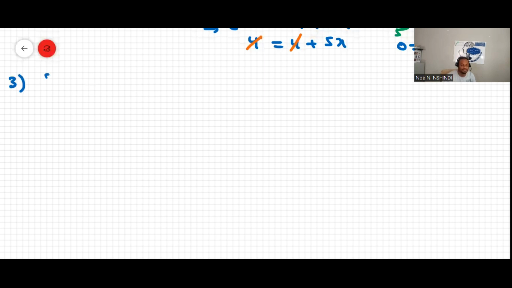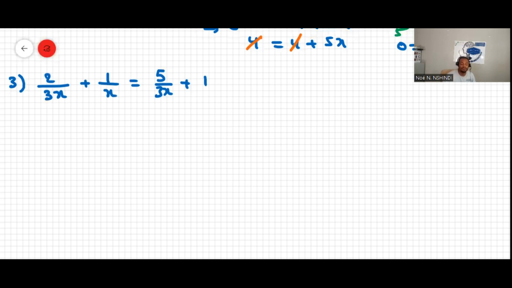Question 3 says that 2 over 3x plus 1 over x, okay, equal to 5 over 3x, and then plus 1.